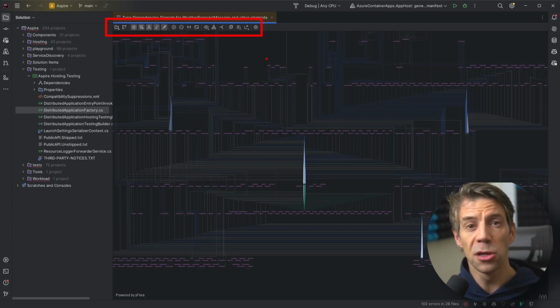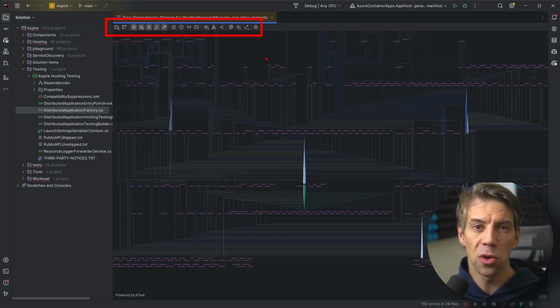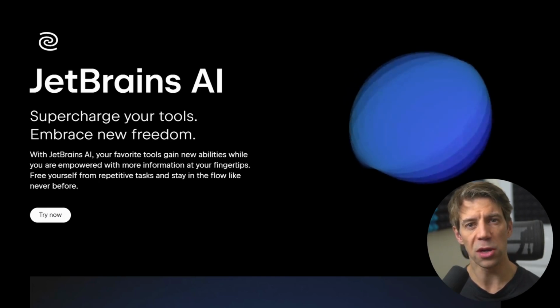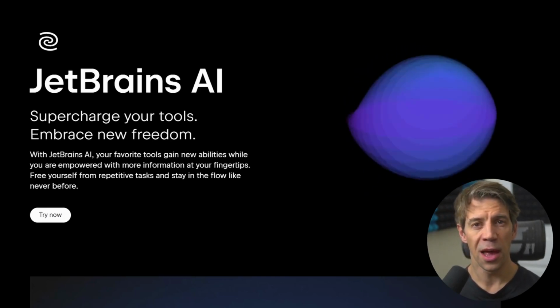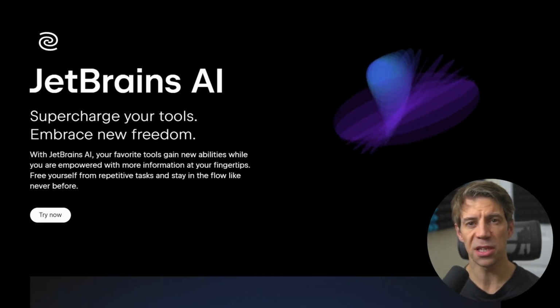So that now concludes the end of this module. In the next module, we're going to be having some fun with AI. In this module, we're going to look at how to use AI in Rider. AI is obviously huge right now, especially in our industry.